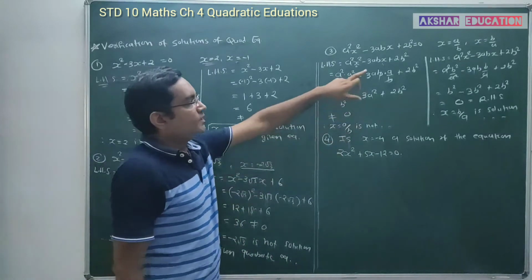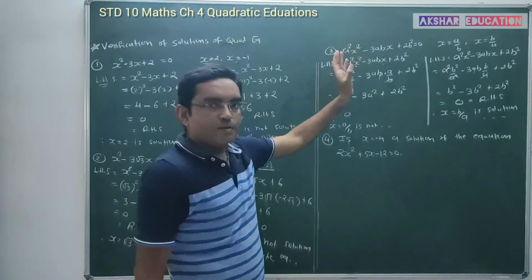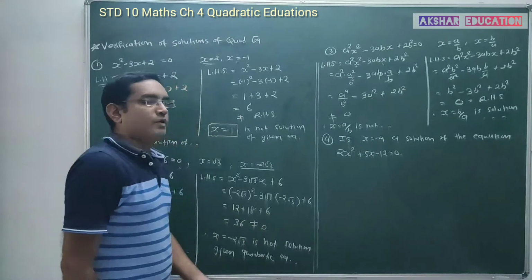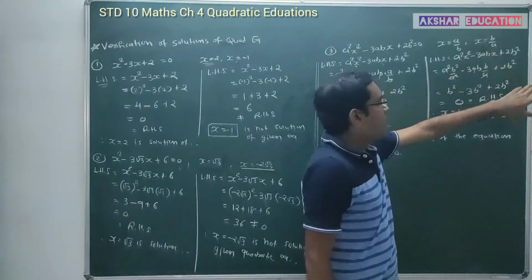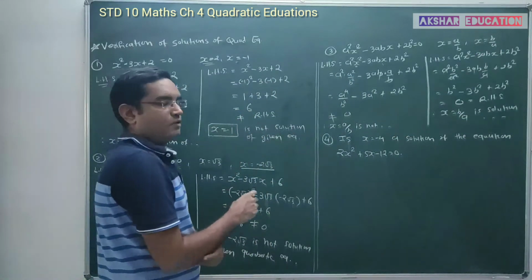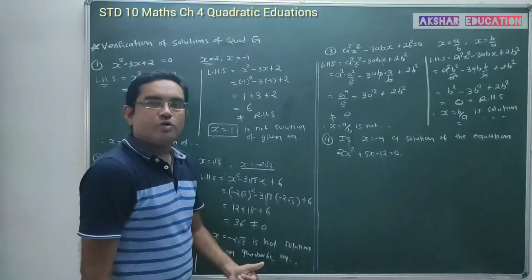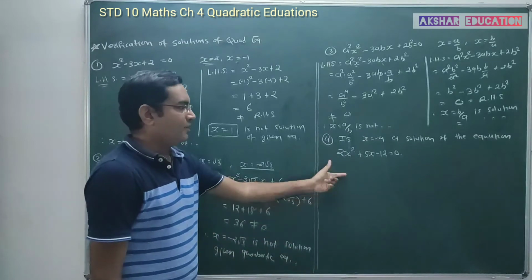That means for that value of x, the left hand side of the equation becomes equal to its right hand side, for x equal to b by a. And that's why we can say that this value, x equal to b by a, is the solution of the given quadratic equation. Clear, students? So, next one.